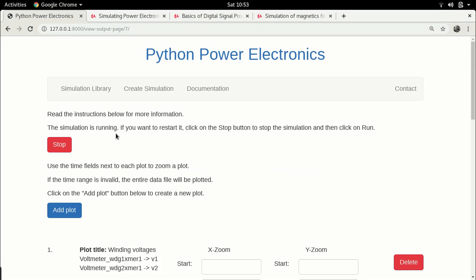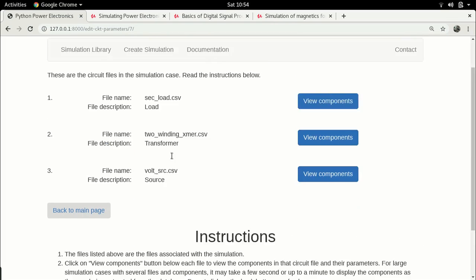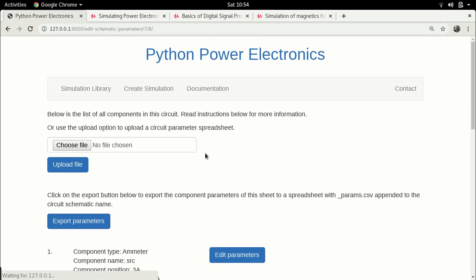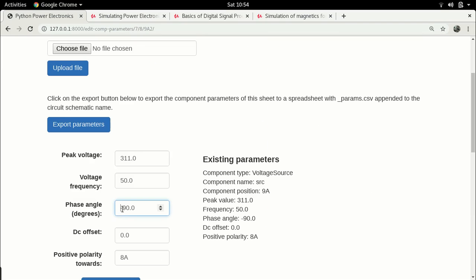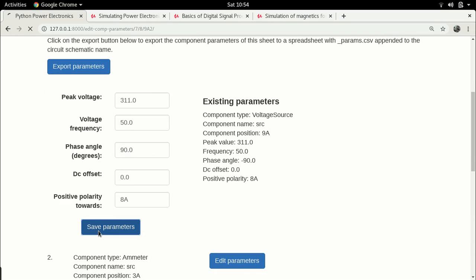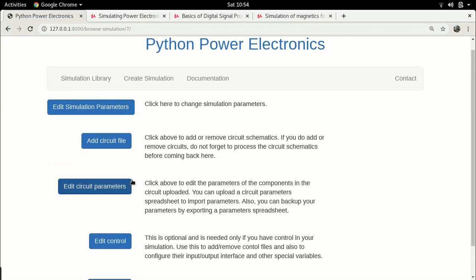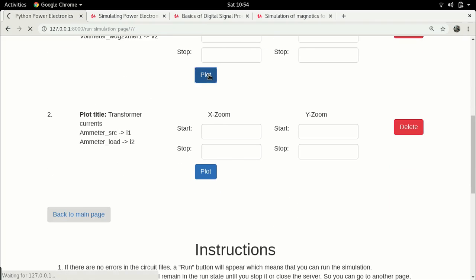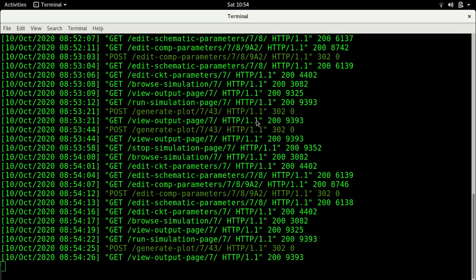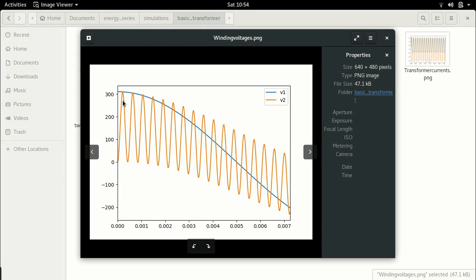Anyway, first thing I'm going to do, I'm going to stop the simulation, go back to the main page, edit the circuit parameters, and just change this to plus 90 so that we have a proper cosine, not a negative cosine. I forgot to check if there is an error. There is none. So now we have a cosine.